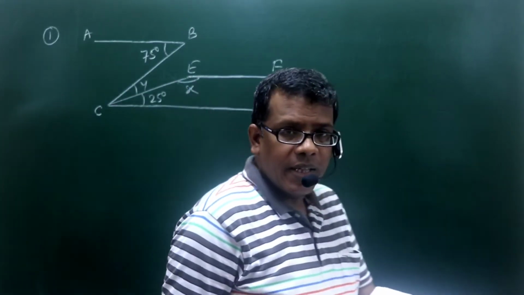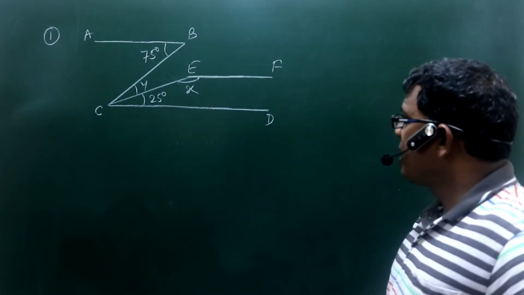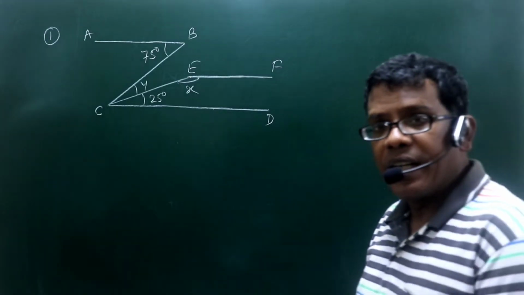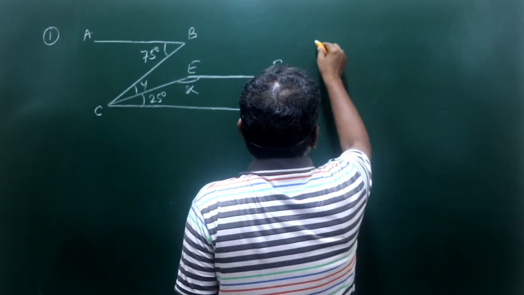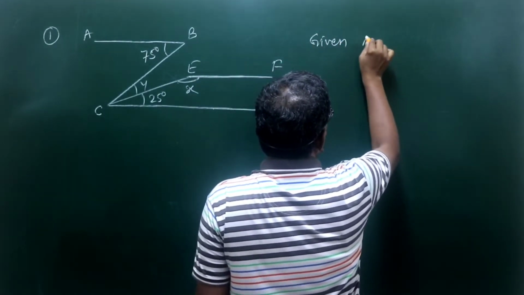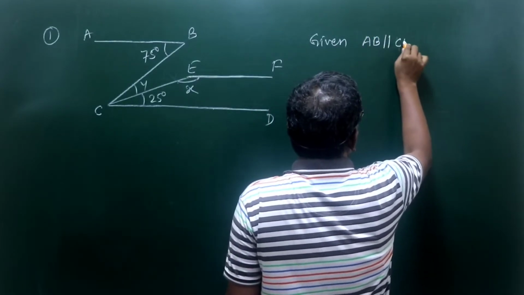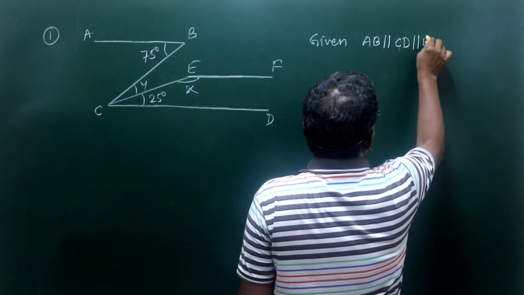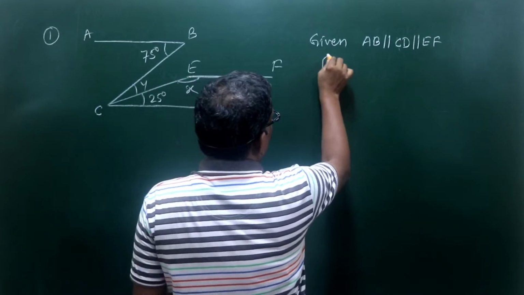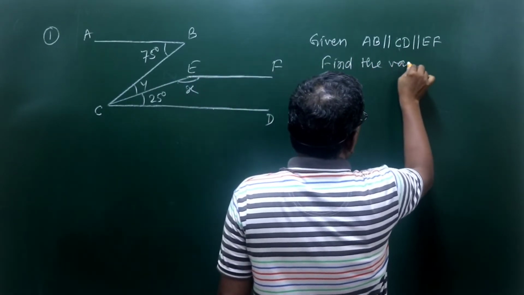Well, so this is a diagram. You can see this is the diagram in which there are three lines AB, CD and EF. They are parallel and we have to find the values of X and Y. So the given information is AB parallel CD parallel EF. These three lines are parallel and we have to find the values of X and Y.